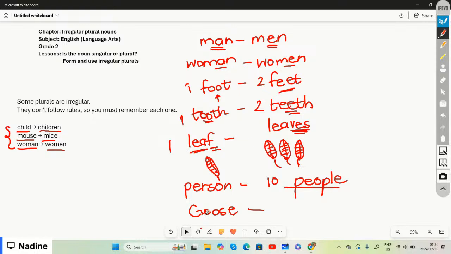So if we have one goose, and if you want to show that there's more than one goose, then we say it is geese. So basically the word changes from goose, double O, to geese, double E. Right? And these are our irregular plurals. If you look at irregular plurals, we see that the wording changes. There's no rule that you have to follow where we say add an S or add an ES. You are just going to have to remember each form of these words. You're going to have to remember that man shows one man, but it shows two or more men.